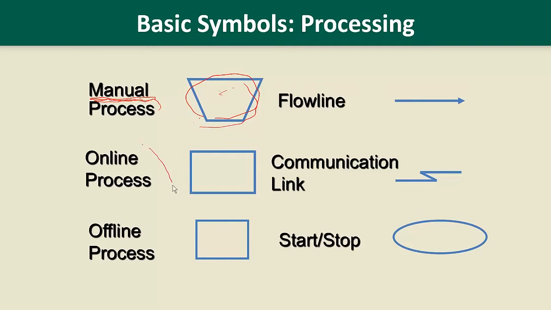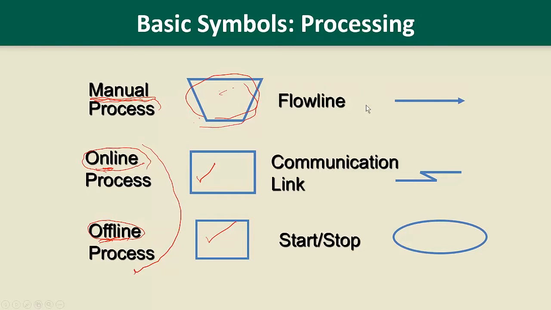The alternative for processing is computer processing. We have here two types: online, offline. The difference between these: online means you have a lot of computers joined together in some kind of network. Offline are standalone computers. So here we got the rectangle and the square for those two different processes.